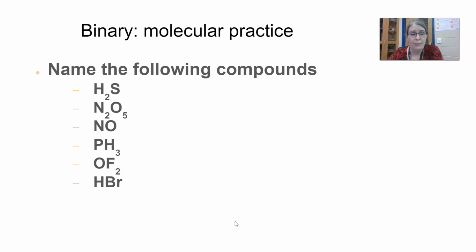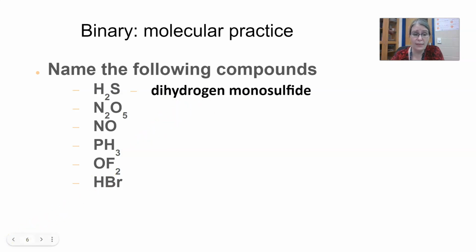So here is a chance to practice a couple of these, and I'll do the first one with you, and then I'll pause and let you try. So the first word here is going to be hydrogen with a prefix according to that 2. 2 is di, so this is going to be dihydrogen. The last one is going to be sulfide with a prefix according to 1 here, and 1 is mono. So this is dihydrogen monosulfide. Okay, I'm going to let you pause this and try to do the next ones, and then we'll check your work.